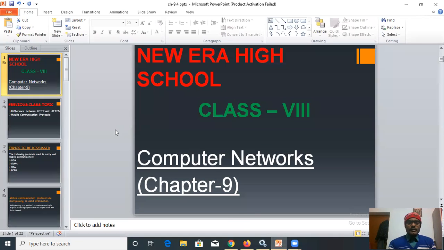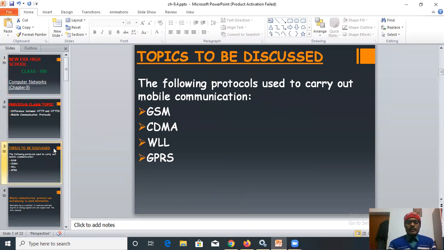And in this week, I am going to discuss the following topics. I will discuss the protocols which are used to carry out mobile communications. And these are GSM, CDMA, WLL and GPRS. So I will discuss one by one.